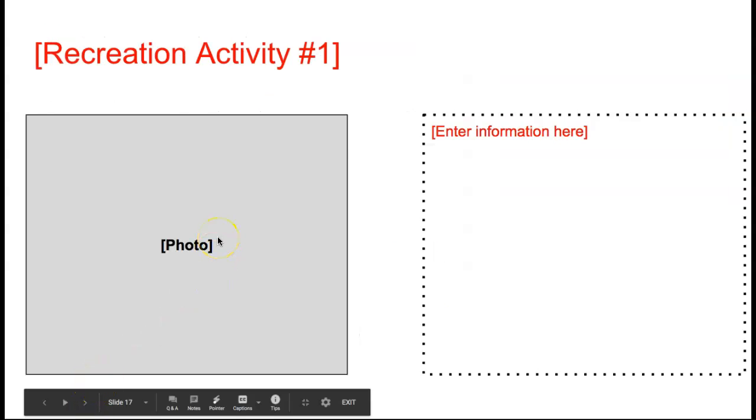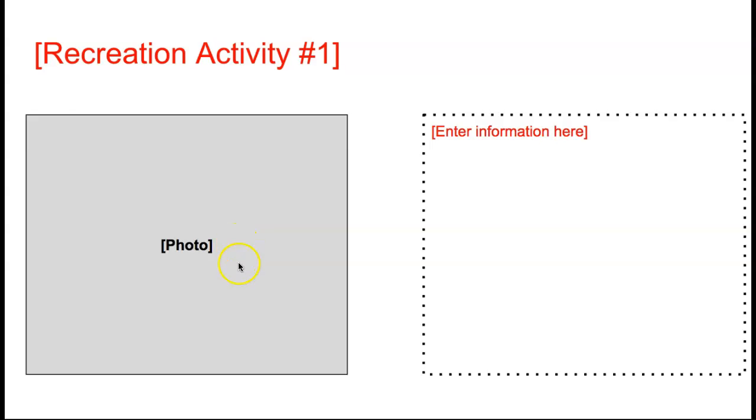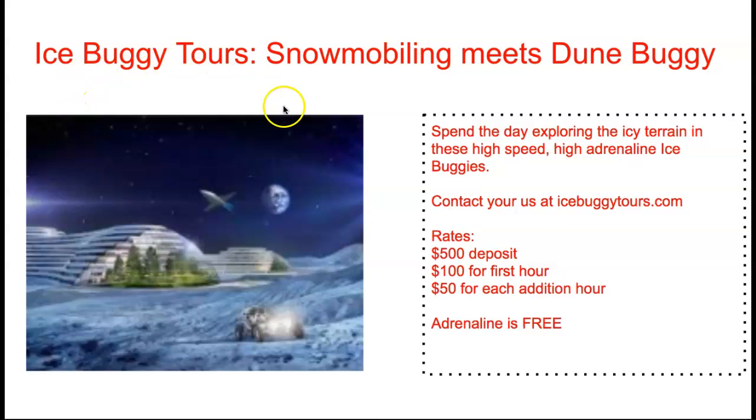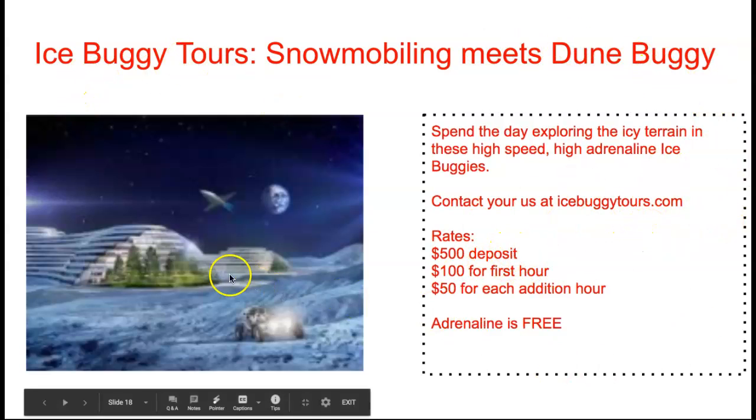Next, these are all creative sections. So these are the 7-8 activities. So you're going to create an activity, a picture, and some information. And so I made up ice buggy tours, snowmobiling meets dune buggies, and I made up some information and put it here and a picture.